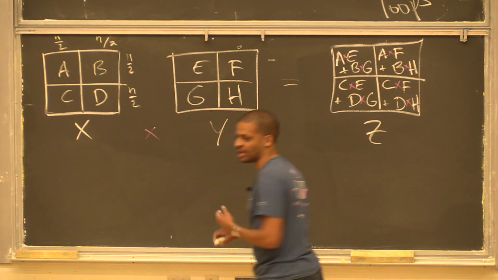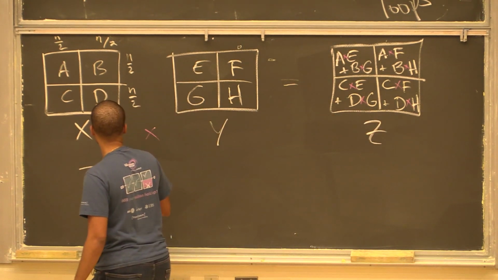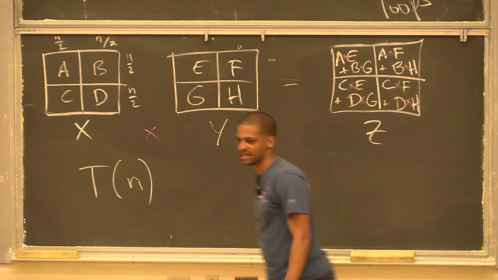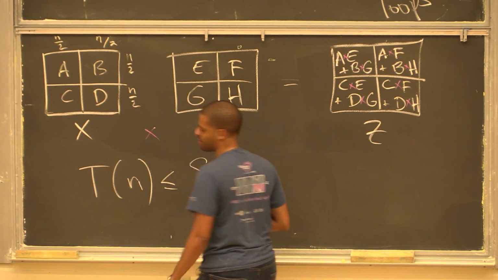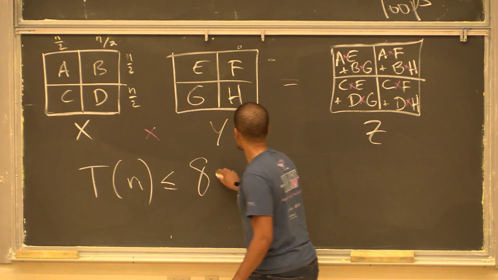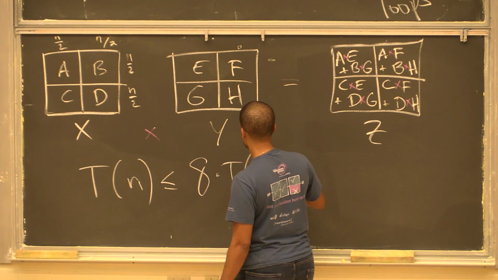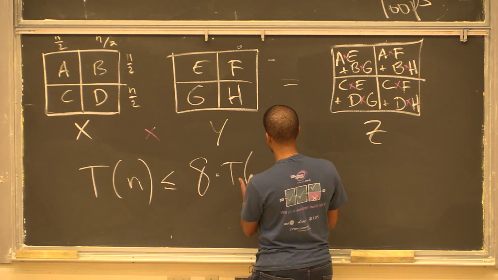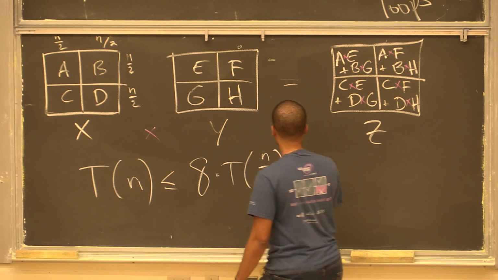So we can write a recurrence relation for the runtime that says the time it takes to multiply two n by n matrices is at most 8, because there are 8 recursive calls here, times the time it takes to multiply two n over 2 by n over 2 matrices, so T of n over 2.